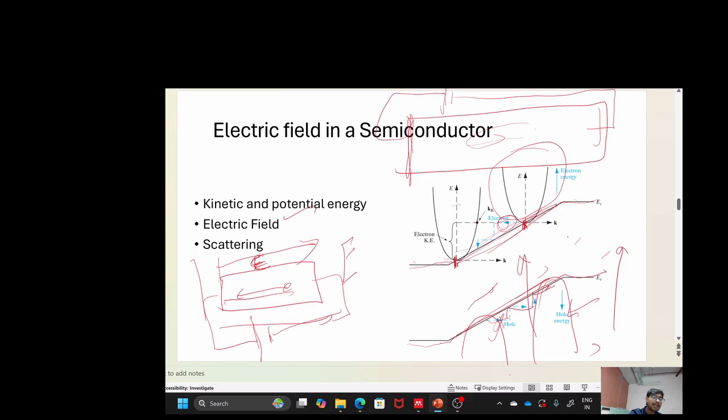Okay, and during this process there is scattering. So the electron cannot get too much kinetic energy, because as soon as an electron moves inside a semiconductor, it will encounter other atoms and it will scatter. When it scatters, the kinetic energy will come down, and this is how the kinetic energy is shown.